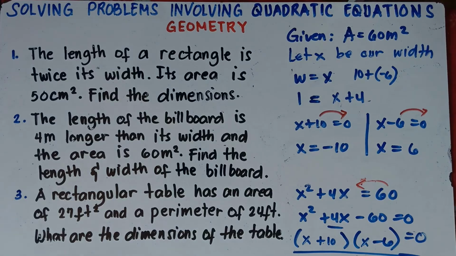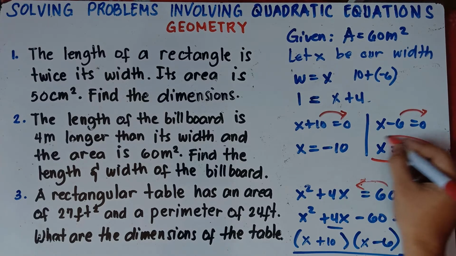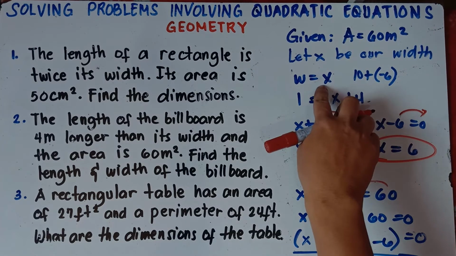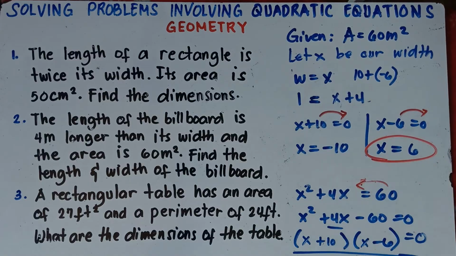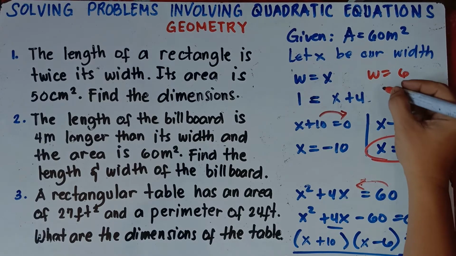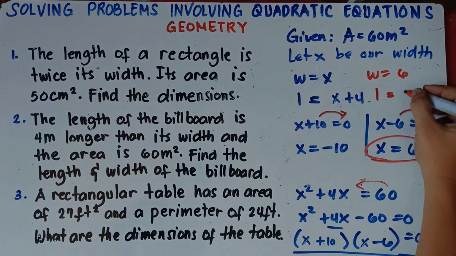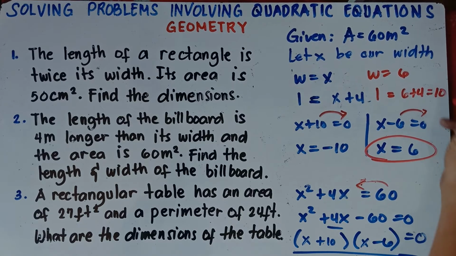And for problem solving, class, we need to get the positive answer. So therefore, our x is equal to 6. This will be our width. Once again, x is our width. So our width is equal to 6. And for the length, our width is 6, so from this equation, 6 plus 4 would be equal to 10. That's it, class. That's the answer for number 2. Easy, right, for number 2?